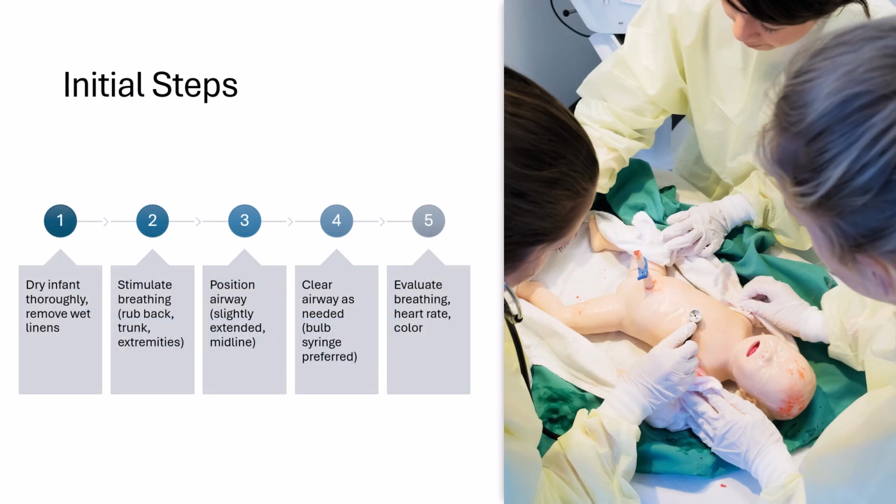The initial steps of resuscitation include thoroughly drying the infant and removing wet linens to prevent heat loss. Stimulate breathing by rubbing the back, trunk, or extremities. Position the airway correctly, slightly extended, midline, with a small towel under the shoulders if needed. Clear the airway as needed, with a bulb syringe being preferred over wall suction. Then evaluate breathing, heart rate, and color to determine your next steps. These initial steps should take about 30 seconds. Be efficient, but thorough.